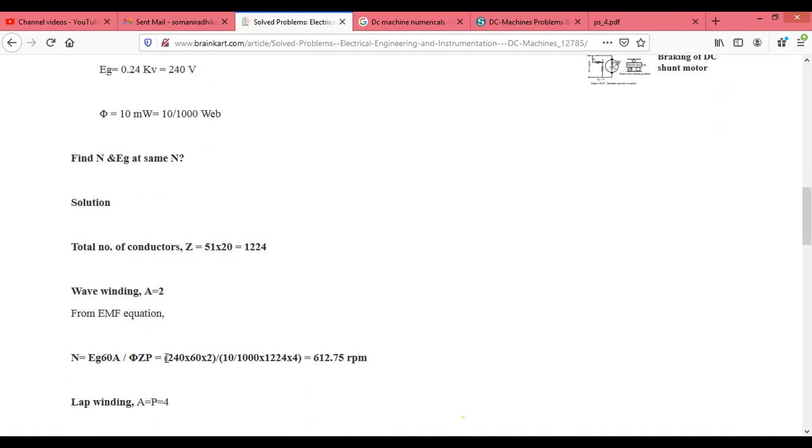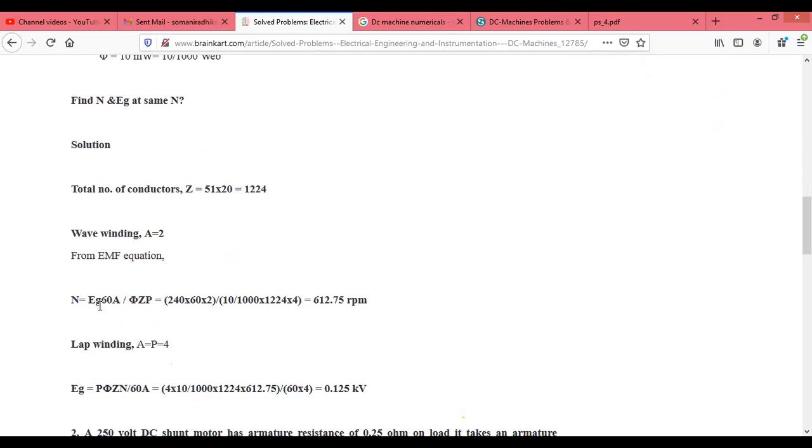Now we have the equation for Eg. Our equation was Eg equals NPφZ upon 60A. I have written the same equation, only rearranging it because you are supposed to find the speed first. You can convert that equation for speed: N equals Eg into 60A upon φZP. All values are already given; you can put them in and solve, and you will get the rotation per minute.